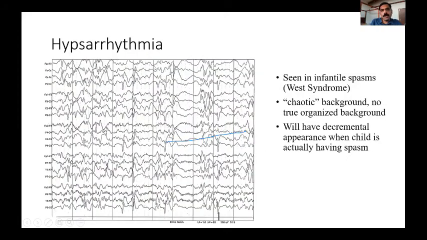This is a common record we see in our practice, that is hypsarrhythmia, which is seen in children with infantile spasms or West syndrome. You see this record has a chaotic background, but there is no pattern to the background. Here you find theta activity, delta activity, sometimes beta activity. There is a mixture of various frequencies. There is no pattern, and there is no symmetry also.